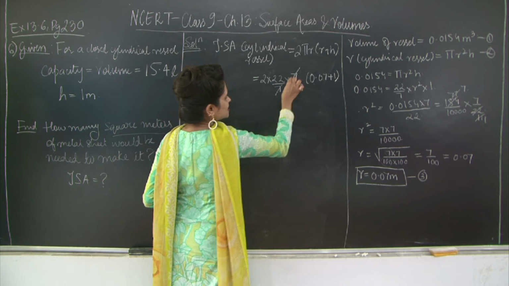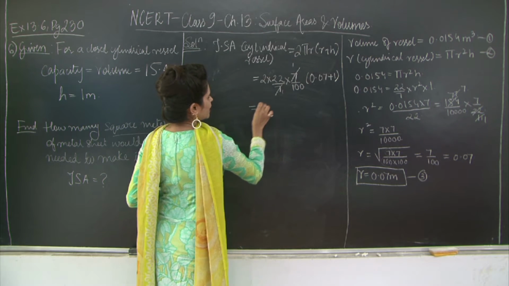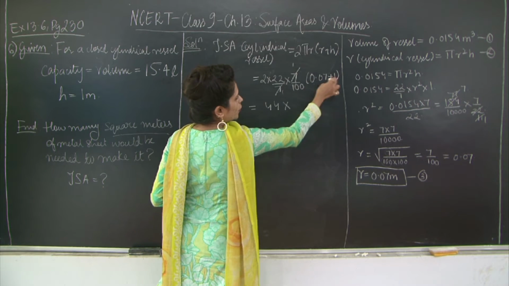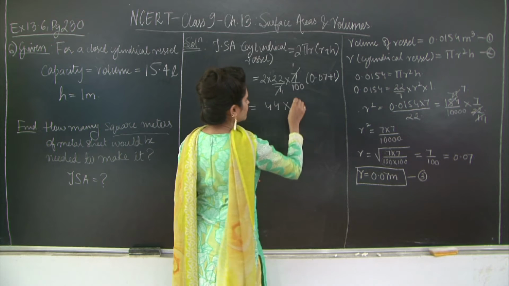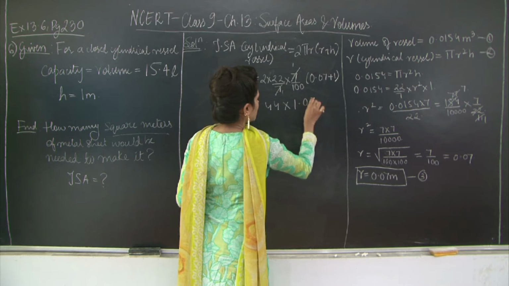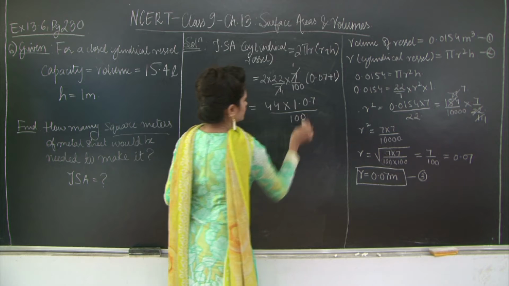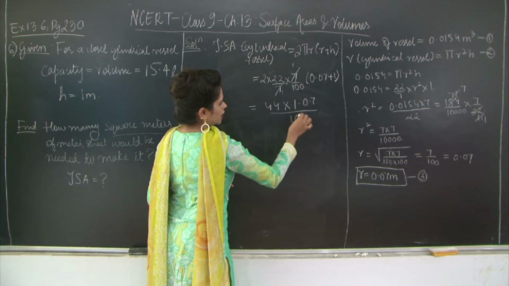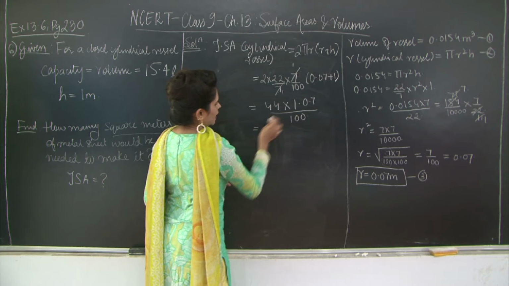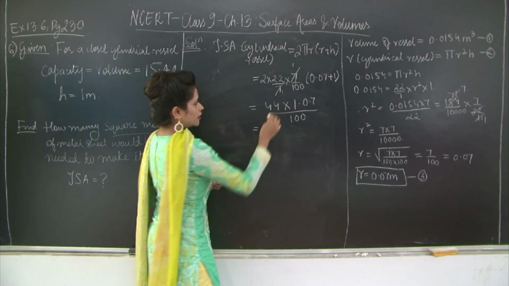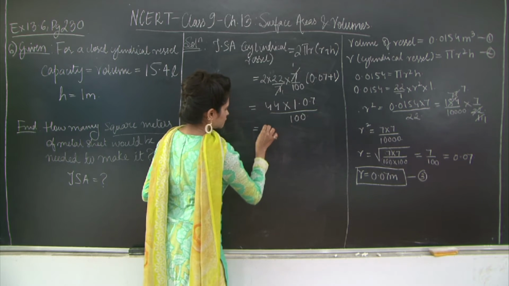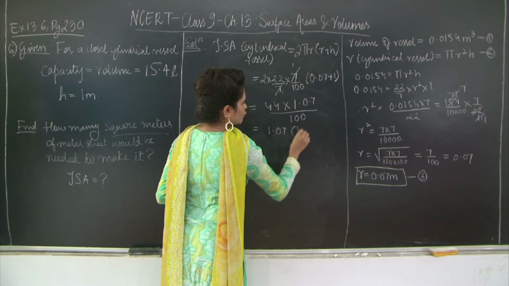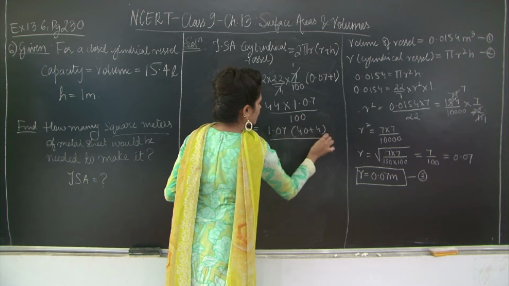Anyway, so 7 ones are 7, 7 ones are 7. I am left with 2 into 22, which is 44, into 0.07 plus 1 gives me 1.07 upon 100. So now what I'm going to do is, I'm going to split 44 into 40 plus 4. So I will write 1.07 into 40 plus 4 upon 100.